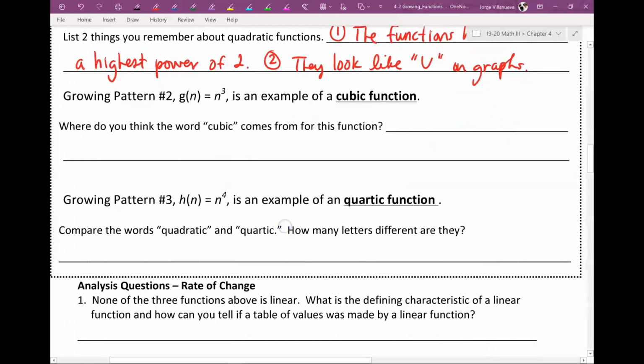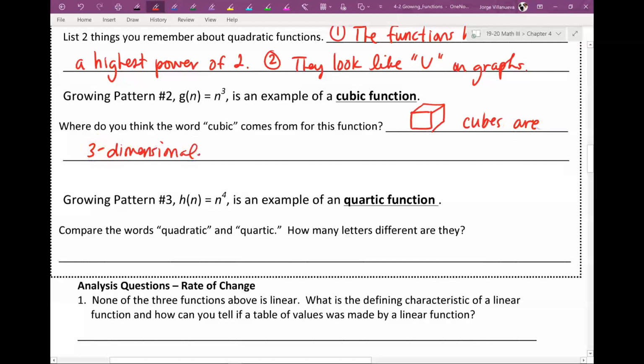Now, the next one says n to the third is an example of a cubic function. Where do you think the word cubic came from? Okay, it came from cubes, okay, from things that look like this, and cubes have a length, a width, and a height, right? They have 3 dimensions to them. So a cubic function has to do with the 3-dimensional math you have to do. So where did it come from? We're going to say cubes are 3-dimensional.